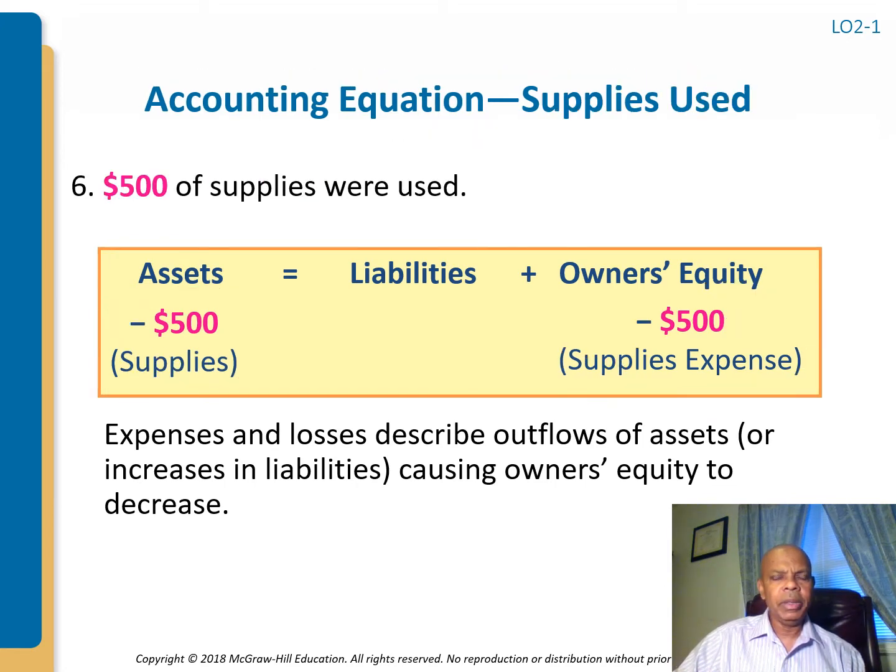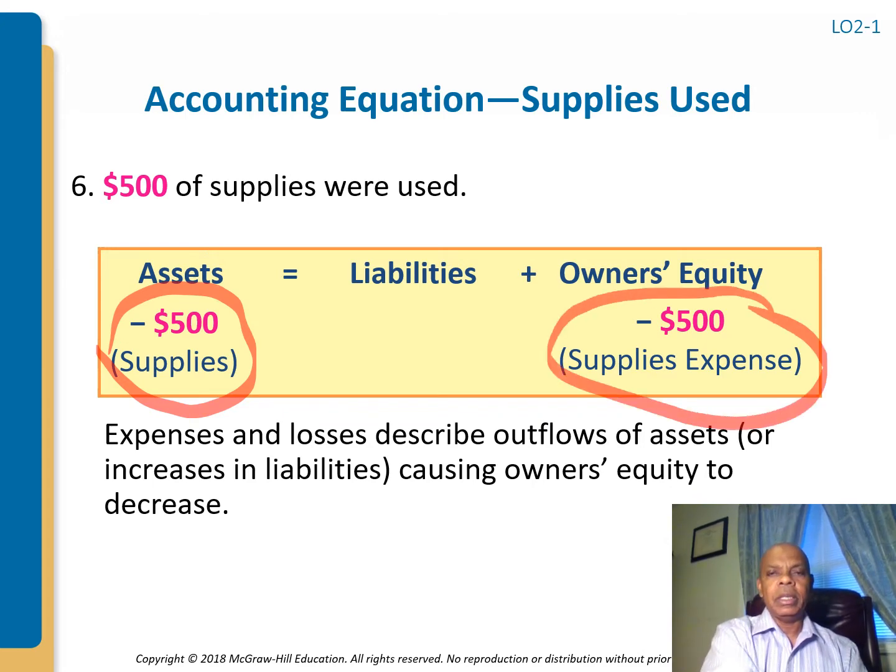We have another item here. This is another transaction. $500 worth of supplies were used during the month. Now what we did when we acquired those supplies, we debited the supplies account and credited accounts payable or whatnot. Now we are using those supplies. Since we debited an asset account, now we've got to take it out, right? You reduce the supplies account by 500, and at the same time you reduce owner's equity by the same amount. Again, this is an expense.